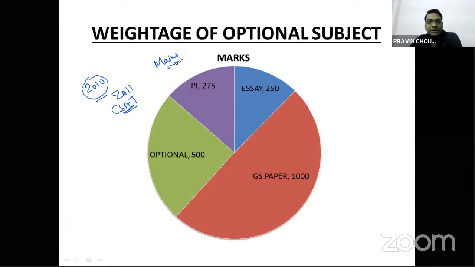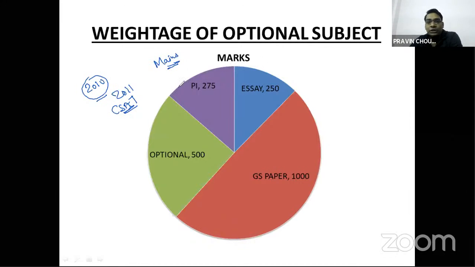Choosing the right optional is very, very important for each and every candidate who is going to write the mains exam. If you are not choosing optional subject according to your interest and according to the study ability of the study material, then this will be a very big problem for you. Your dream job, your dream cadre, everything will be decided on the marks you will get in your optional subject. So optional subject, despite being 500 marks out of the total, plays a very important role. Let's see first what is the weightage of optional subject in your mains examination.